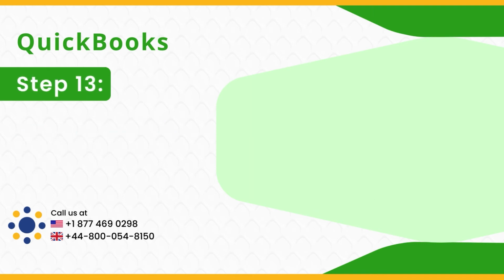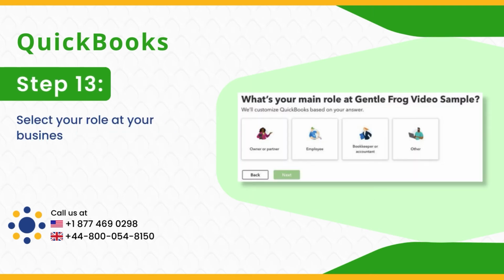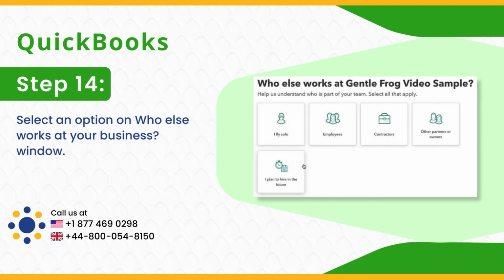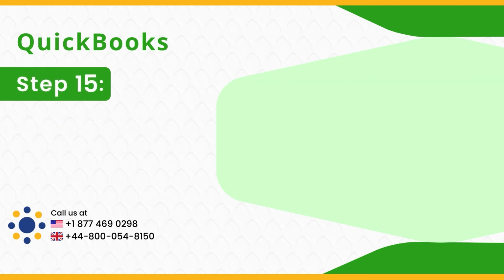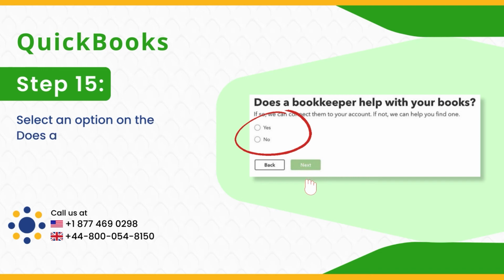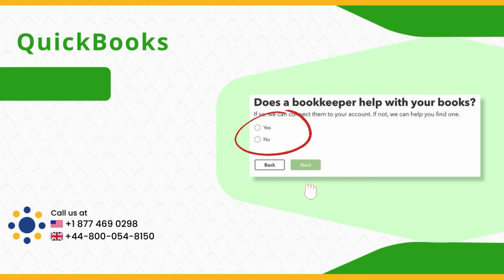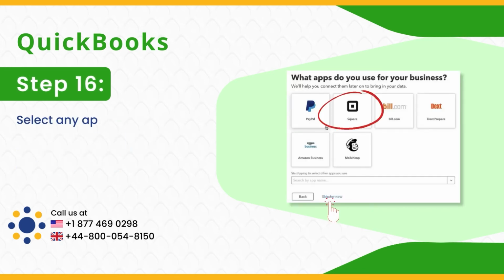Step 13, select your role at your business and click on Next. Step 14, select an option on Who else works at your business window. Step 15, select an option on the Does a bookkeeper help with your books window and click on Next. Step 16, select any app you use for your business or click Skip for now.